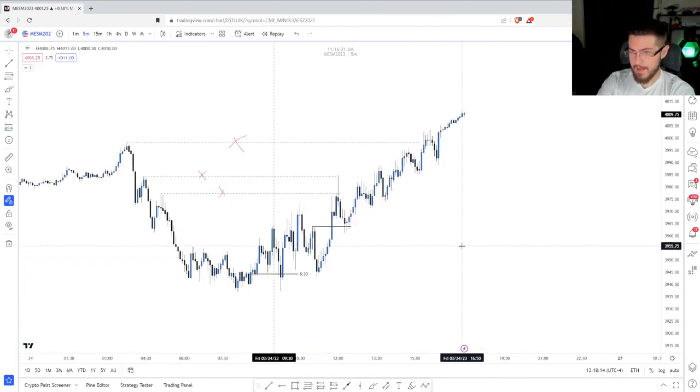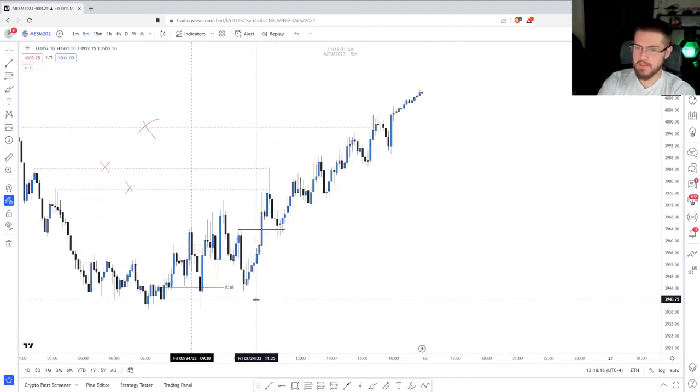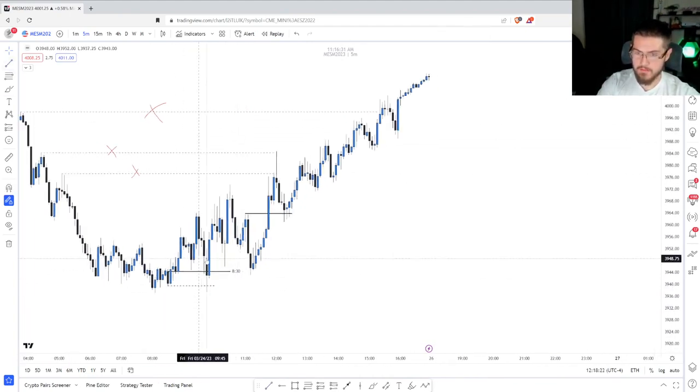So the way that I like to do this is I like to look for a run on stops during the session. So the first one we had was right here, very early in the session, right? 9:45.